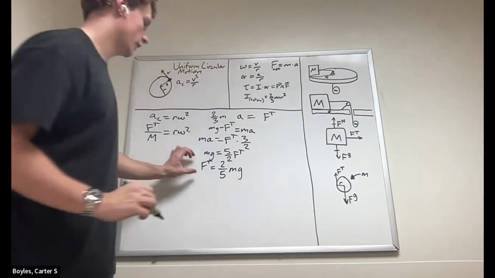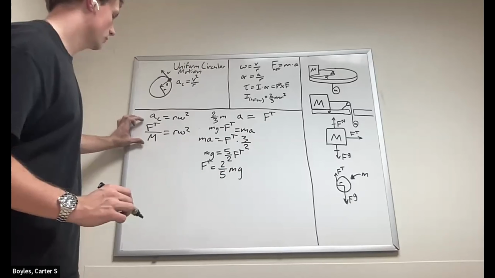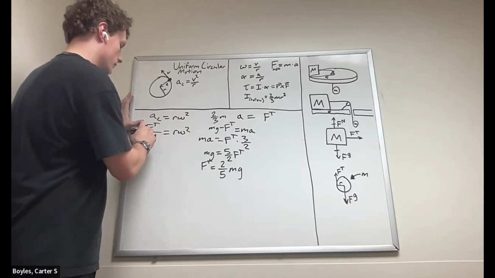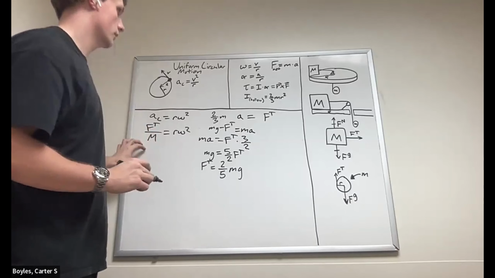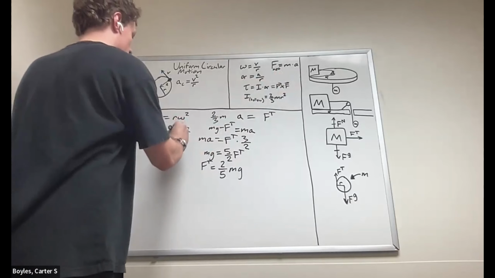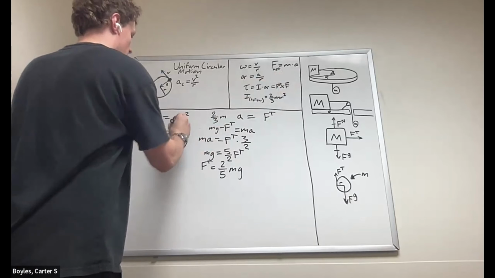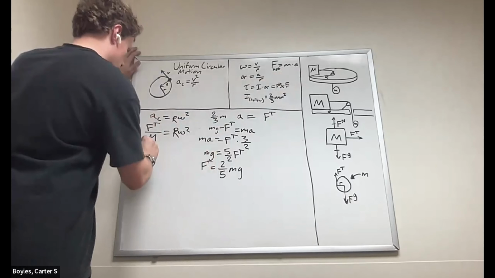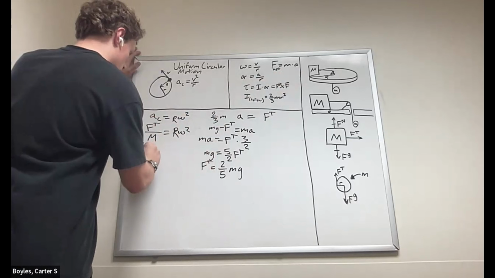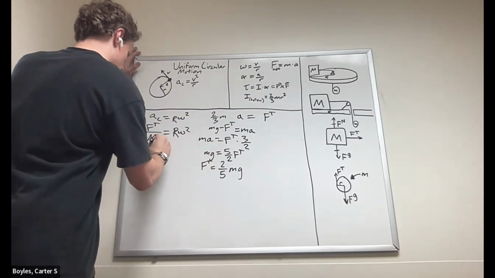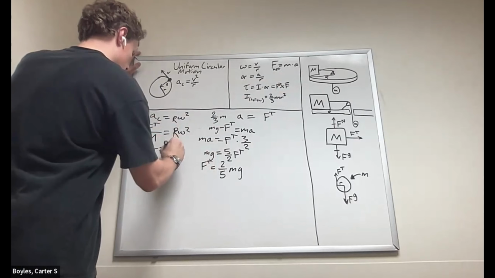little mg. So now that we found the tension force, we can plug that back into the equation we have up here, where the force of tension over the mass of the big block is equal to the radius of the big block, so this should be a capital R, times the angular velocity squared. So we have 2/5 mg equals R omega squared.